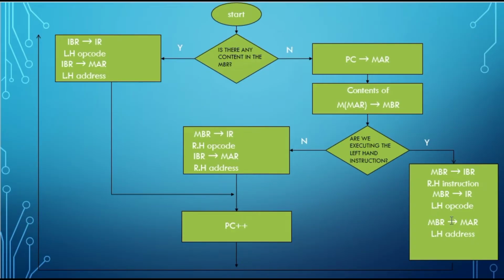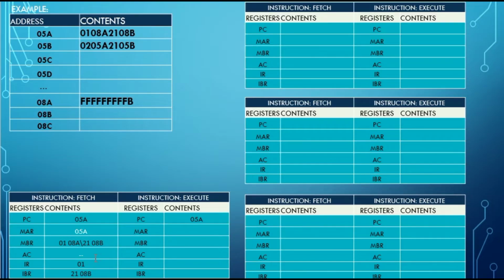So now we say that we get our left-hand address and place it in the memory address register from the memory buffer register. So we look at that there, and then we say we get our left-hand opcode address, and place it into our memory address register. So this is 08A. So 08A like so, we have that.